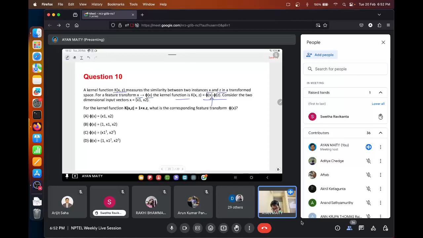Consider the two-dimensional data points x equals (x1, x2). For the kernel function k(x, z) equals 1 plus x dot z, so this is also a dot product, what is the corresponding feature transformation phi(x)? If this is the kernel that we are using, what is the feature transformation from x to phi(x)?